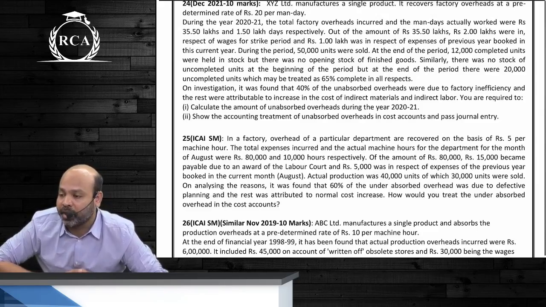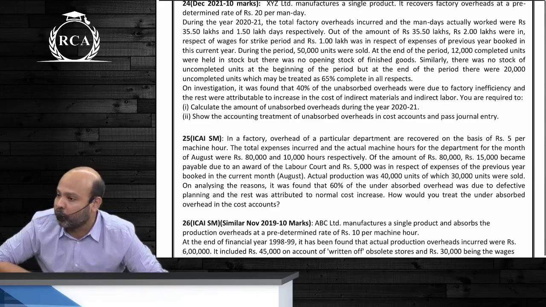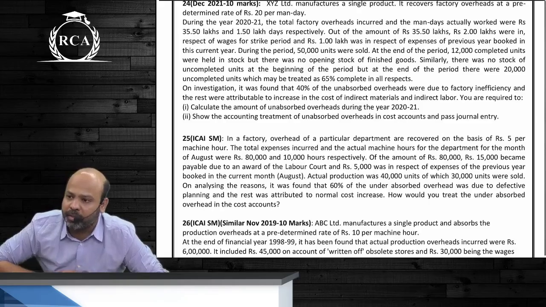20 rupees per man day. How many hours or how many days did we work for? 1.5 lakh. 1.5 lakh days that we have worked for. Recovery rate is 20 rupees per day. What do you think will be the total overheads absorbed? 20 rupees per day multiplied by 1.5 lakh days, it will be 30 lakh rupees.